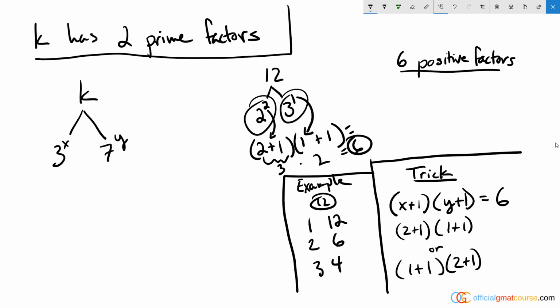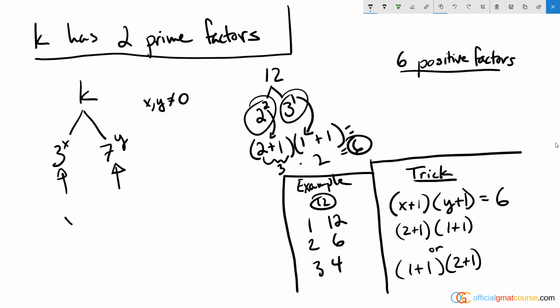So if we know that k has 6 total positive factors, including 1 and the number itself, and we know that k can be represented as 3 to the x times 7 to the y, because we're told that k has factors of 3 and 7. We also know that x and y cannot equal 0, because they wouldn't tell us we have a factor of 7 when it's 7 to the 0, which just equals 1. So we assume that x and y both have to be positive numbers. They're not fooling us and making one of them 0.